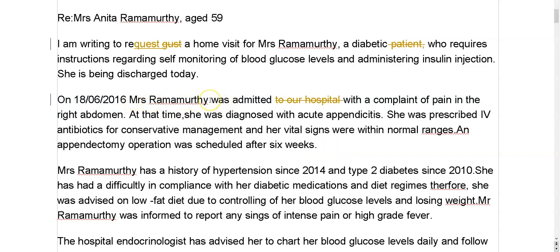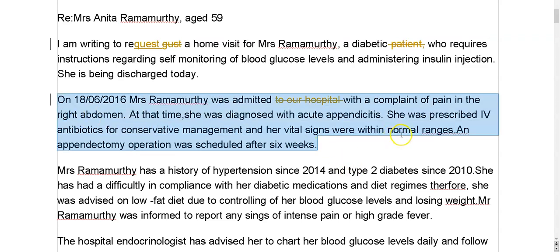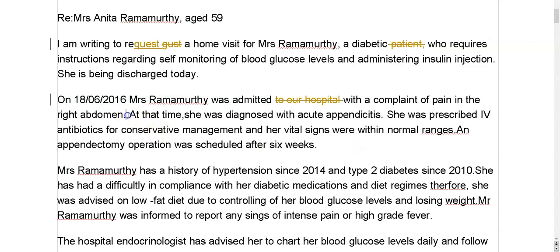Murphy was admitted for an appendectomy and is ready for discharge, blah, blah, blah. And that's it. So we could get rid of that. We don't need that. Why do I need that? You want me to send a nurse to this person's house. So does it matter at that time as opposed to a different time? What does that even mean?